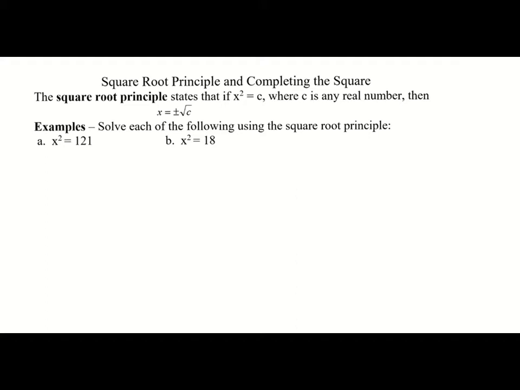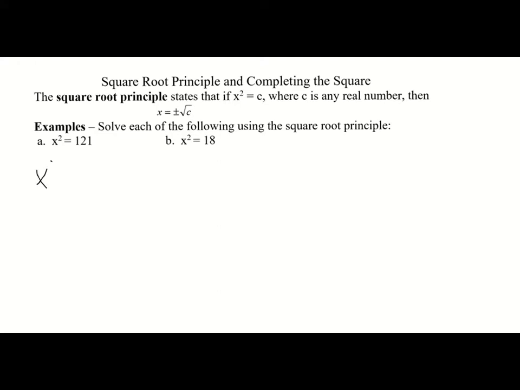And the square root principle states that if x squared is equal to c, where c is any real number, then x is equal to the positive and negative roots, square root of c. So basically what they're saying is to unsquare a variable or a number or something, you take the square root of it.